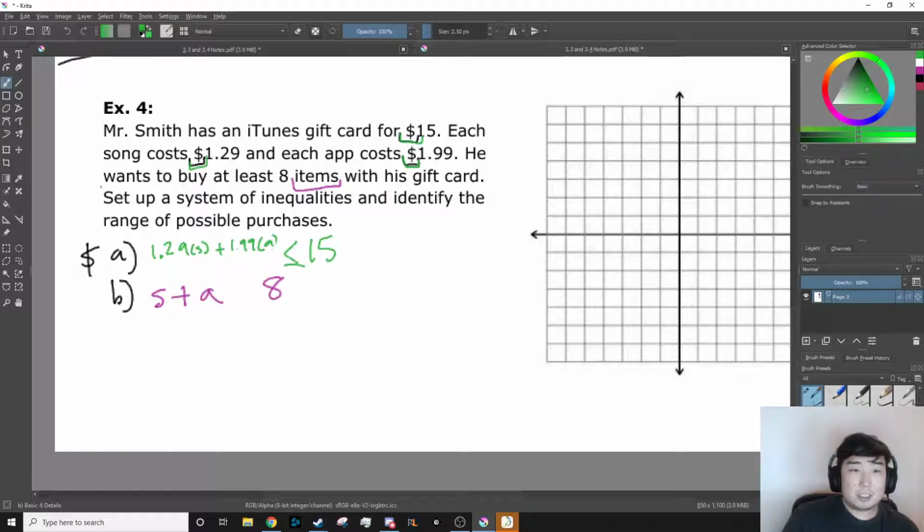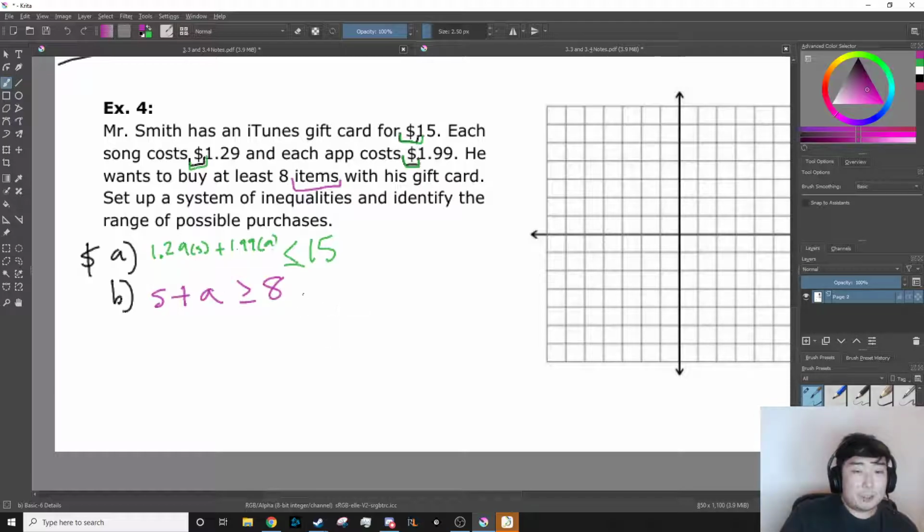But what about this? He wants to buy at least 8 items. So does he want to buy 7 items? No, he wants to buy more, or he can buy 8, but he can buy 9 or 10 or 11, doesn't matter. He just wants to buy more than or equal to 8, like this.